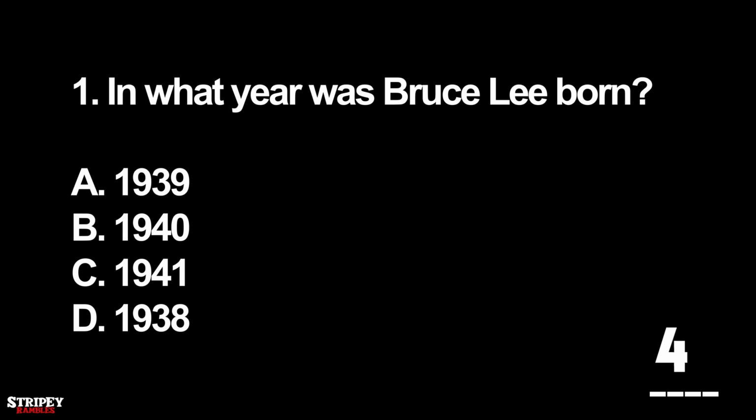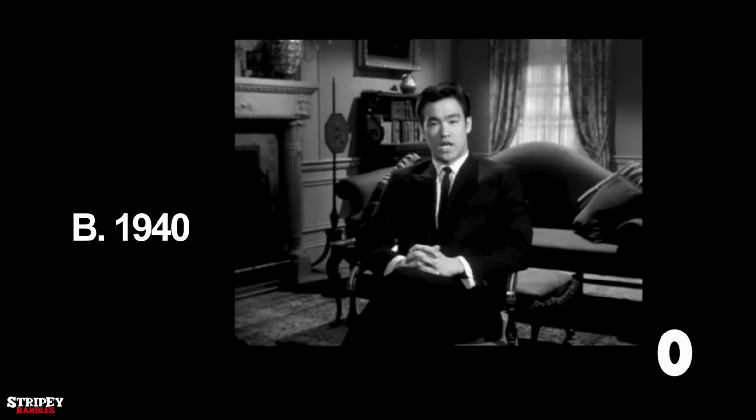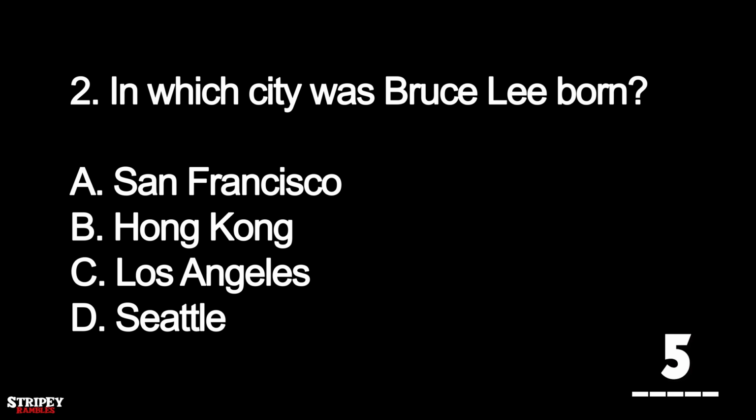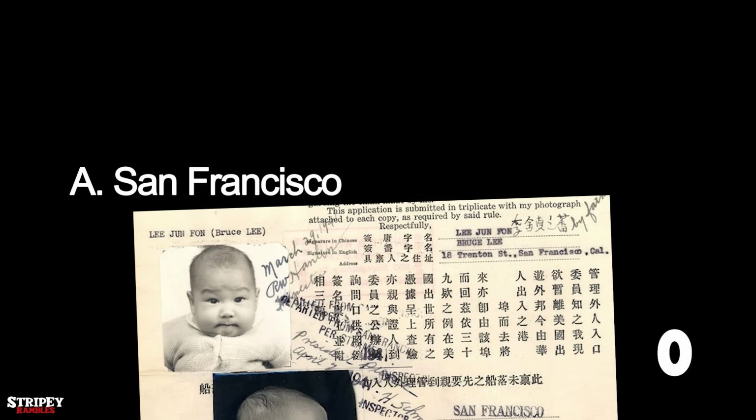What year was Bruce Lee born? 1940. Of course, it was 1940, and this November, Bruce would have been 85 years old. Wow. Right, question 2. In which city was Bruce Lee born? Bruce Lee was born in Jackson Street Hospital in San Francisco's Chinatown. His father, Lee Ho-chun, was performing with the Cantonese Opera at the time.